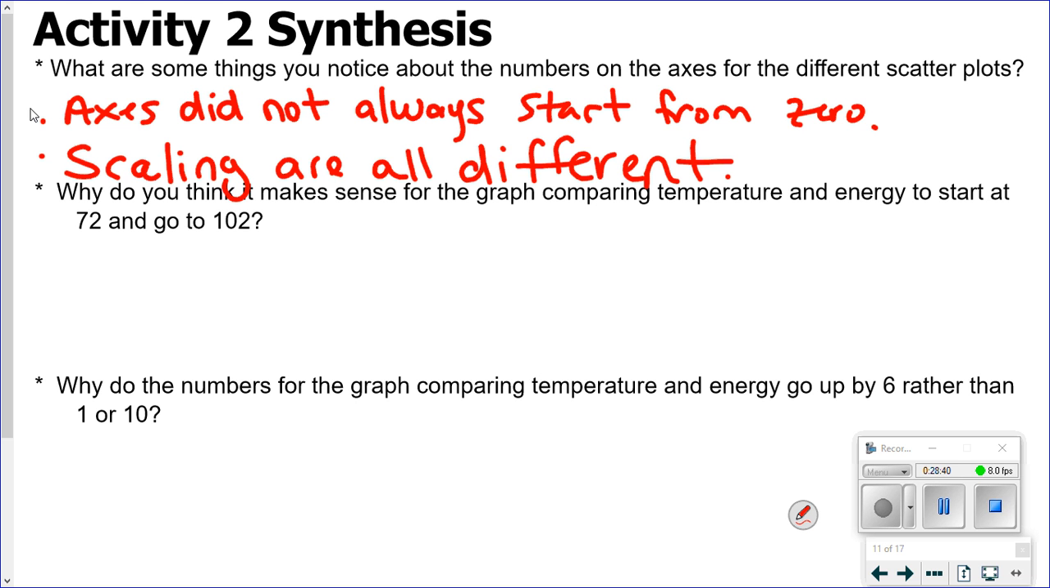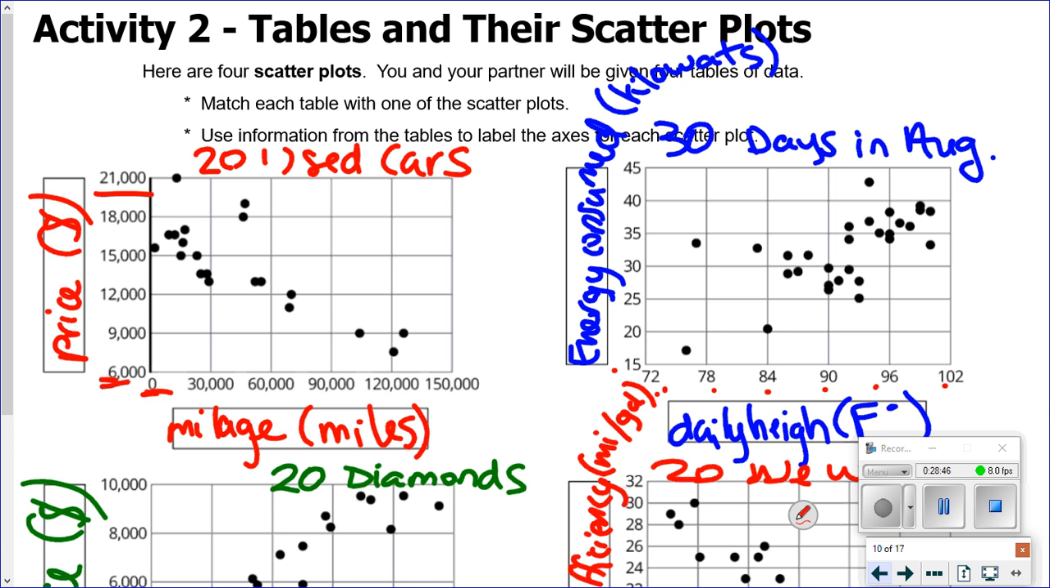Why do you think it makes sense for the graph comparing temperature and energy to start at 72 and go to 102? So again, I'm going to backtrack to answer that question. That's our second scatter plot here, the 30 days in August, to go from 72 to 102. So why did they pick those numbers?